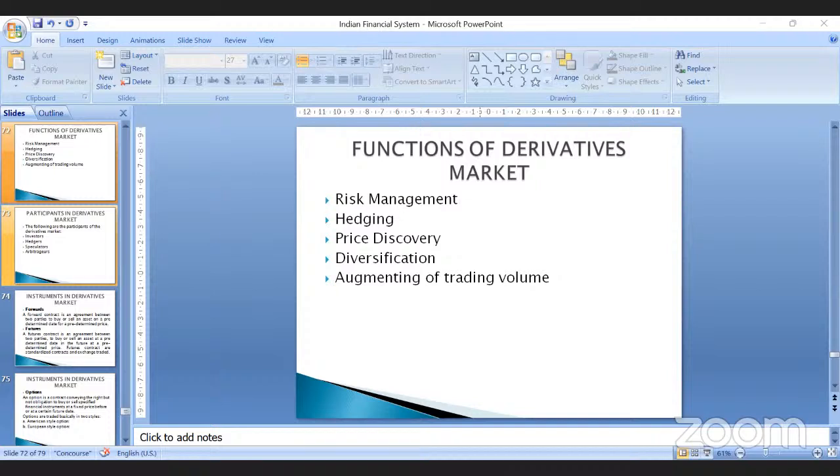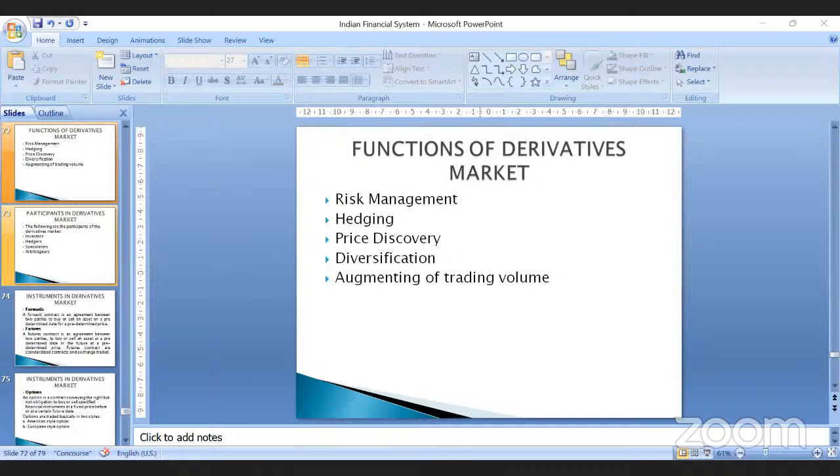Not only that, trading in the derivatives market helps in augmenting trading volume. That is, they help you in taking differential risk preference, right? They help the market participants to increase their trade volumes, which helps in increasing the financial markets, or which helps in increasing the economic development of a country.